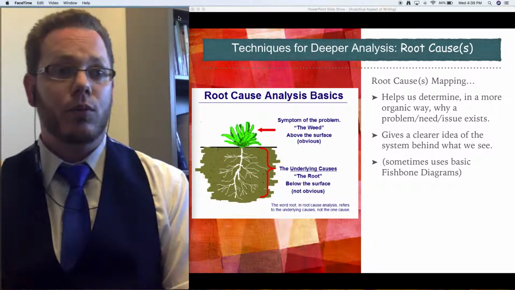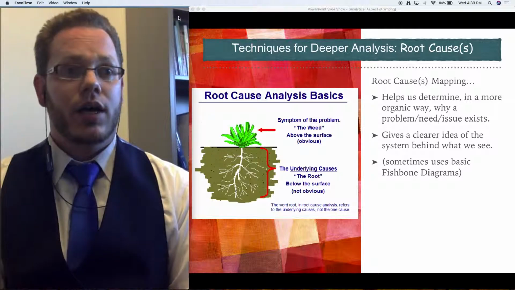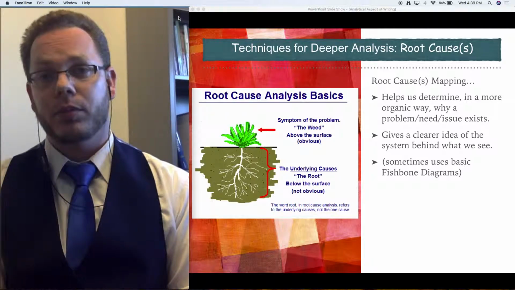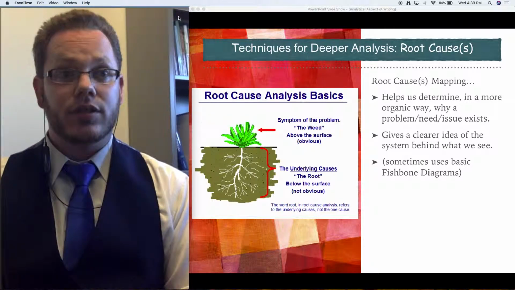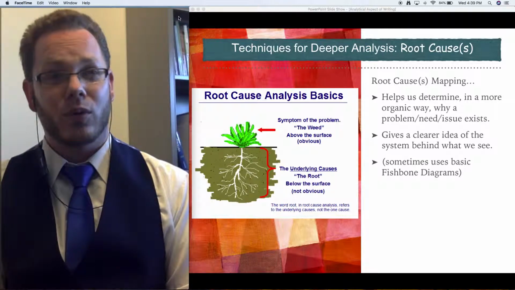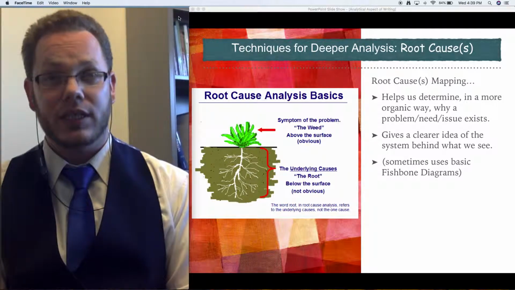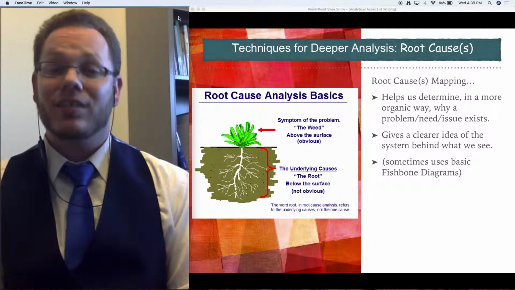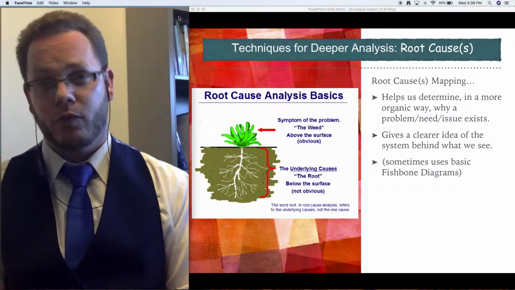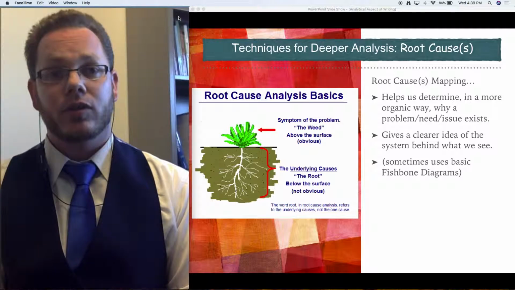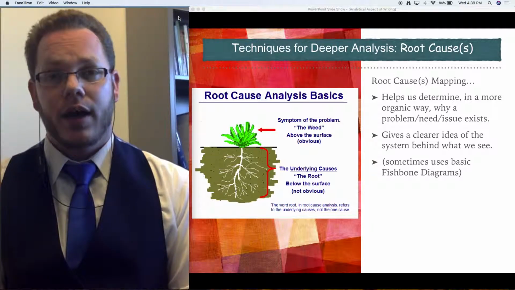So why is it beneficial? It helps us determine in a more organic way why a problem, need, or issue exists. It gives us a clearer idea of the system behind what we're looking at, what we see, what we're trying to study. And sometimes it's used as a basic form of fishbone diagramming. So we'll get to the fishbone diagramming.